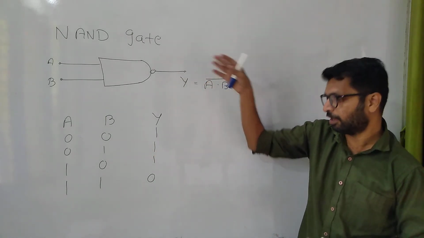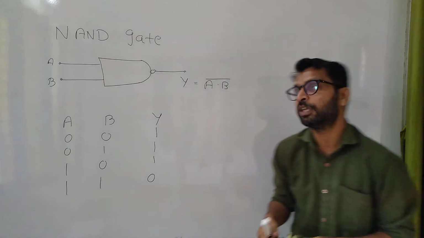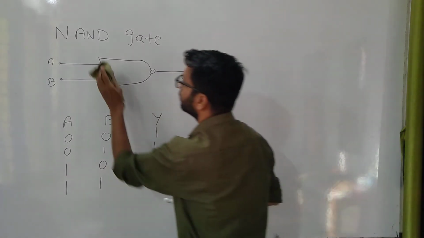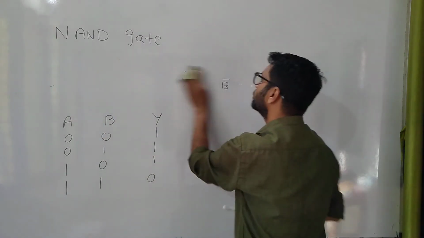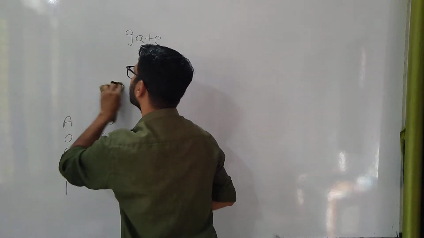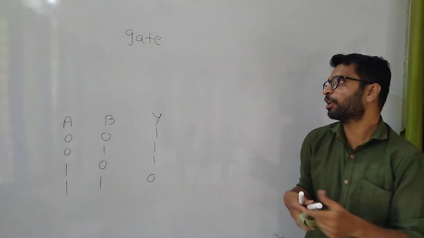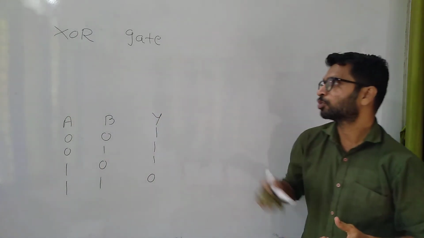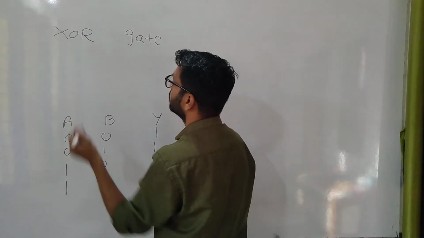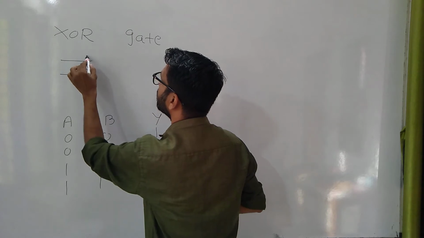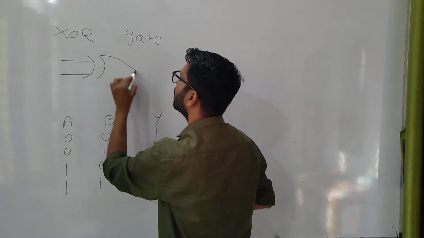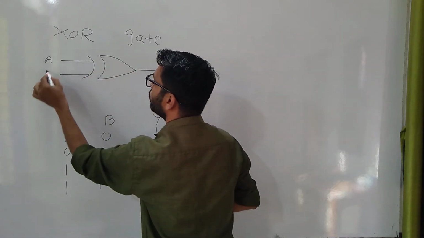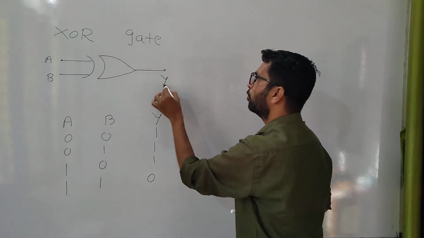After that we will learn exclusive OR and exclusive NOR, which can be useful in JEE or NEET. So exclusive OR can be written as XOR. So the symbol of that exclusive OR is like this. This is the input A and B, output Y.